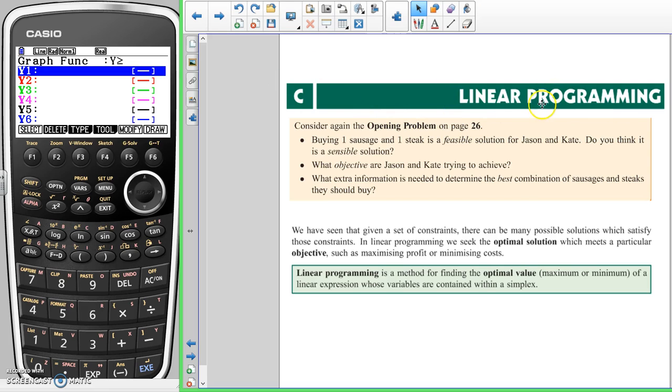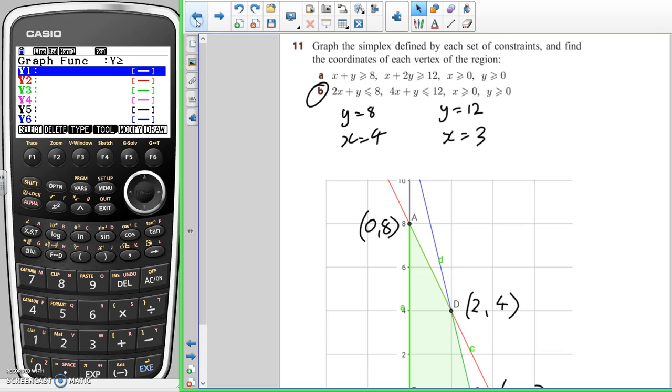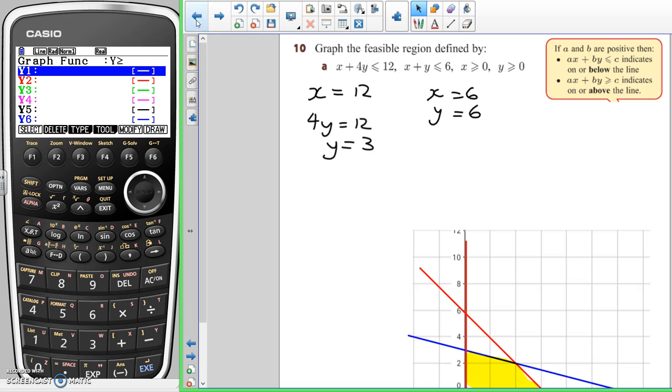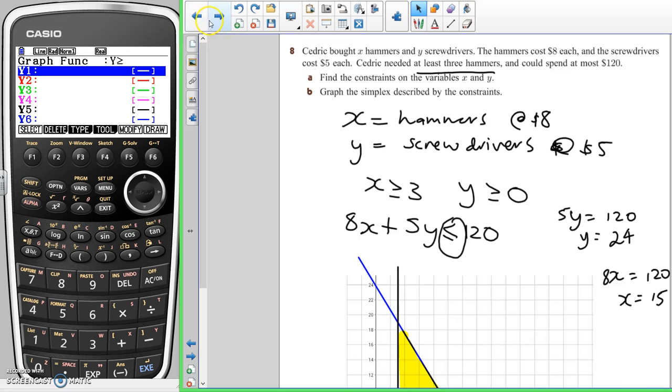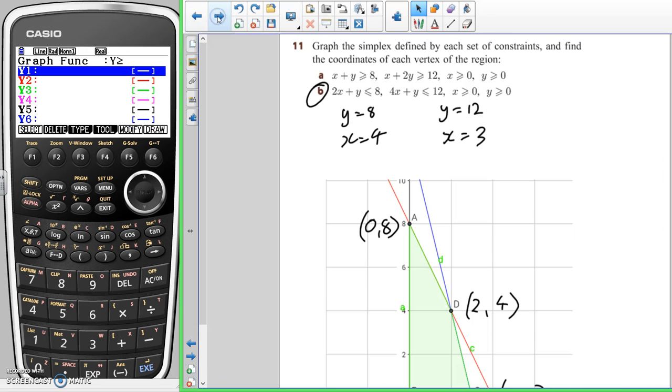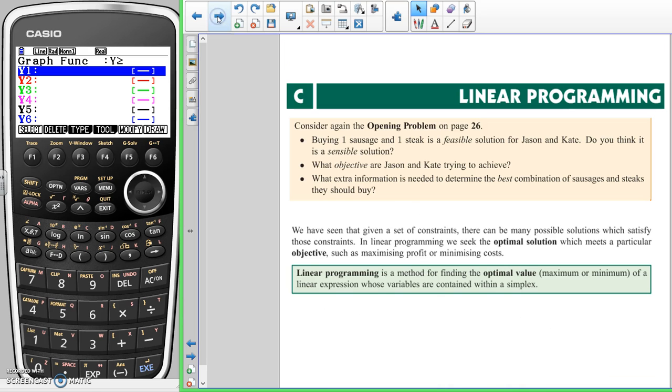To start looking at linear programming now, which is Chapter C, or part of the chapter. So C, and we'll be looking at 2C1 and 2C2. We've looked at stuff previously in regards to constructing constraints, graphing linear inequalities, using inequalities, finding the constraints so we can find feasible regions or the simplex. So what we do in linear programming is we look at finding the optimal value. That might be the maximum or the minimum depending on what we're looking at.